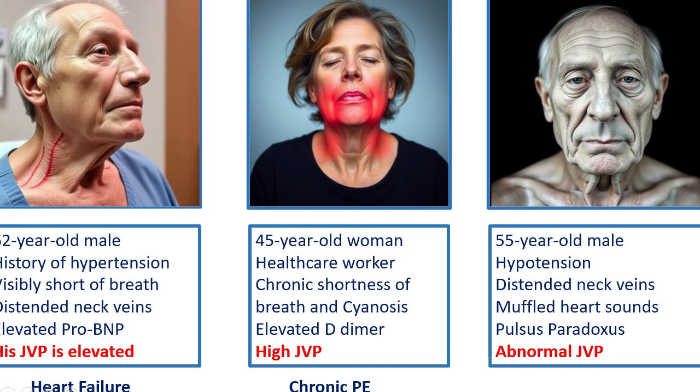Finally, we have this 55-year-old male presenting with classic signs of cardiac tamponade. The combination of hypotension, distended neck veins, muffled heart sounds, pulsus paradoxus, and abnormal JVP suggests significant fluid accumulation in the pericardial sac, impairing the heart's ability to pump effectively. Diagnosis is typically confirmed with echocardiography, which should show pericardial effusion. This requires urgent intervention, often pericardiocentesis, to relieve the pressure on the heart.